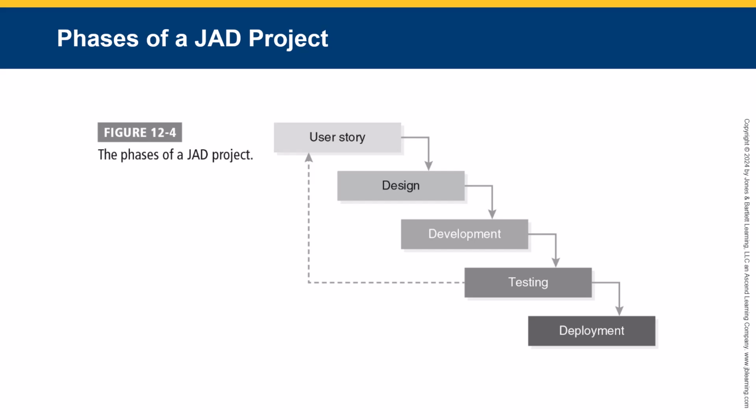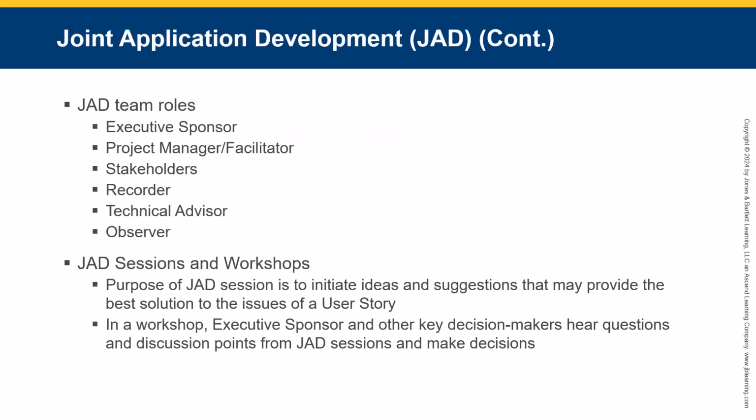So here we have our 5 steps: user story, design, development, testing, deployment. And between the user story and testing, we can cycle through this a few times before we get to actual deployment. The JAD team will be like a sponsor, a facilitator, a recorder, advisor, observer, things like that.